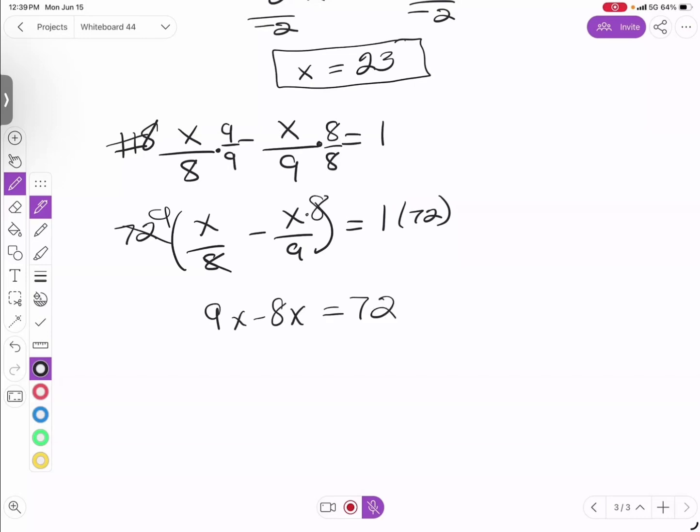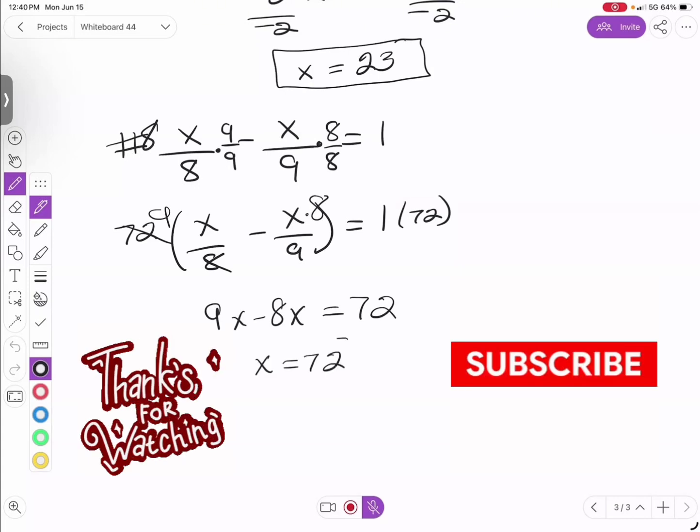Where's your 72? That was the answer? There you go. Look how quickly we got that done. So this is x equals 72. And that's what you got in the calculator, right? So you see how quickly I got rid of the fractions? All I did was multiply by the common denominator.